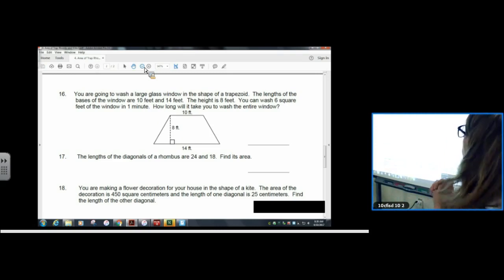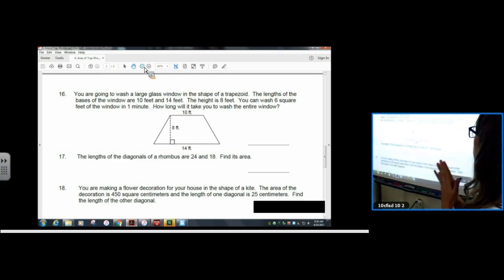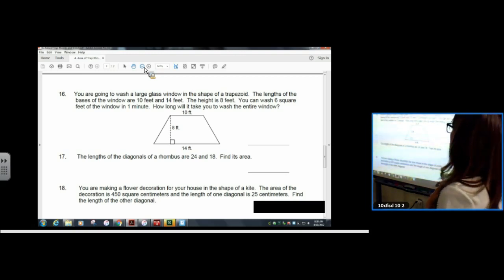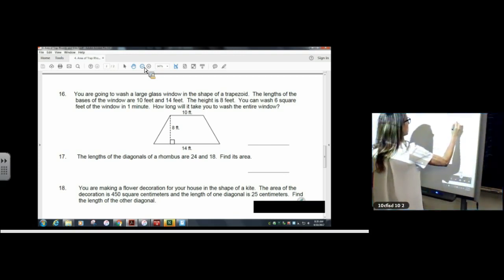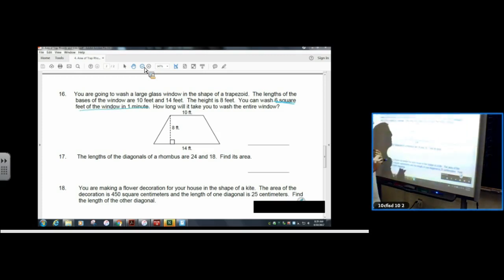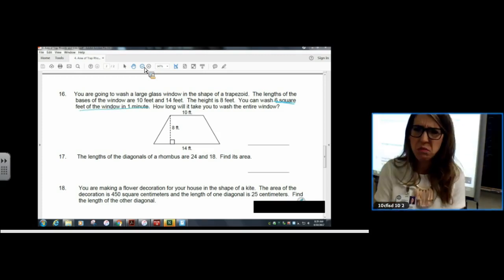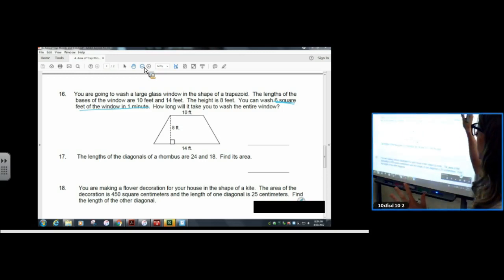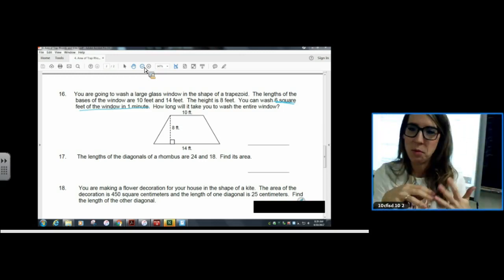16, you're going to wash a large glass window in the shape of a trapezoid. Blah, blah, blah. You can wash 6 square feet of the window in 1 minute. So 6 square feet per minute. So we could probably do a proportion once we find the area. When you're washing, you don't just wash the edges. We're not finding the perimeter.